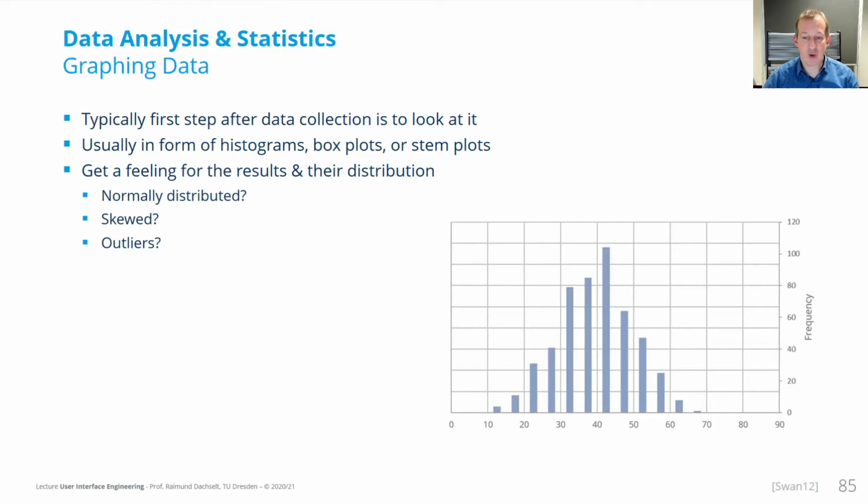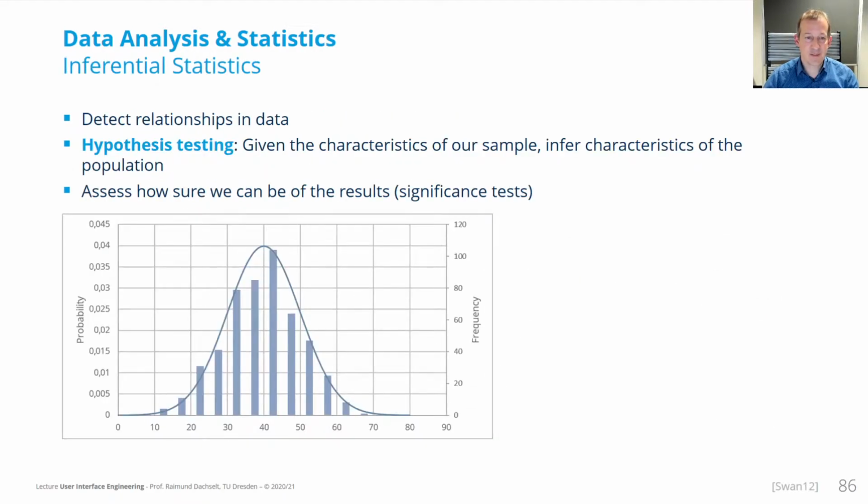For example, are they normally distributed? So do you have this typical Gaussian curve here or not? Are they somehow skewed in any direction? Are there outliers, maybe some values out here, or not? And that's important. Here's an example of such a normal distribution. You see this Gaussian distribution here. Say you have certain values, in this case perhaps a certain frequency, distributed over a sample.